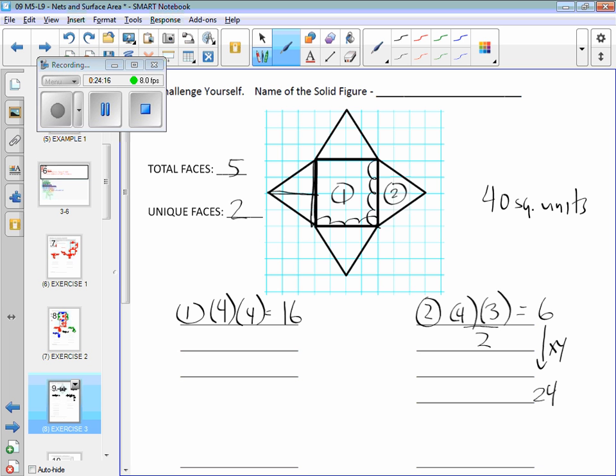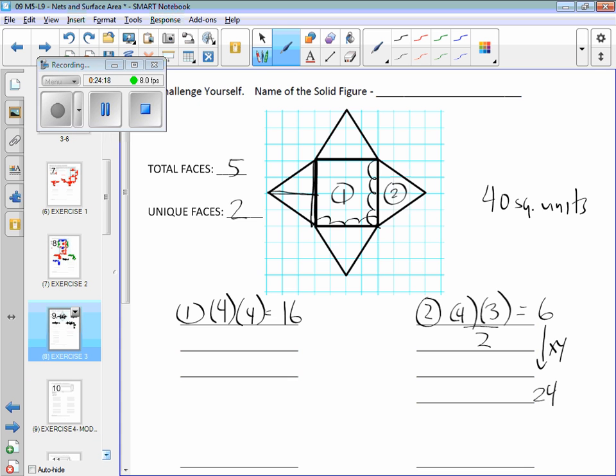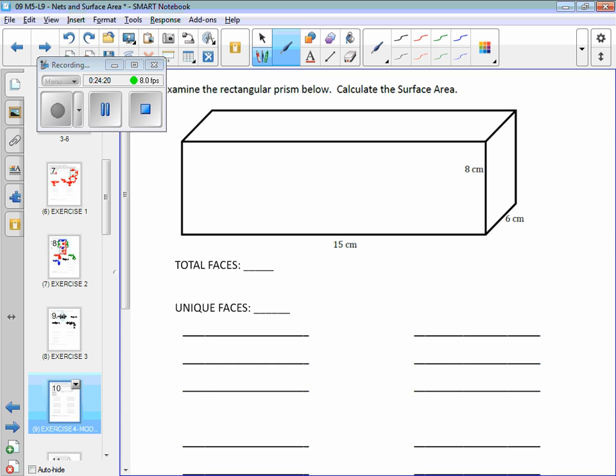Okay. So now when you go to the next page, they figured you've graduated and you don't need squares in the middle. Now you actually have the actual 3D shape. We're still going to handle it the same way with unique faces. Now I think it helps to label as much of this as you can so you can see it. So if this is 15, what's this? And then what's this?